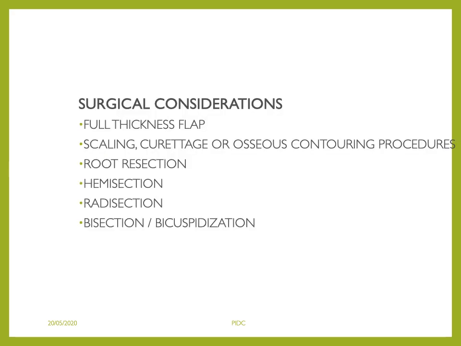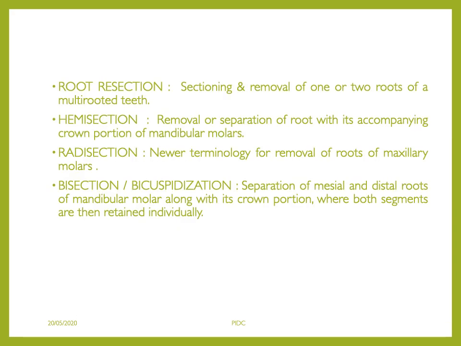So, surgical considerations: full thickness flap, scaling, curettage or osseous contouring procedures, root resection, hemisection, radisection, and bicuspidation can be considered. Root resection: sectioning and removal of one or two roots of a multi-rooted tooth. Hemisection: removal or separation of a root with its accompanying crown portion of mandibular molars. Radisection: newer terminology for removal of roots of maxillary molars. Bicuspidation: separation of mesial and distal roots of mandibular molars along with the crown portion, where both segments are then retained individually.